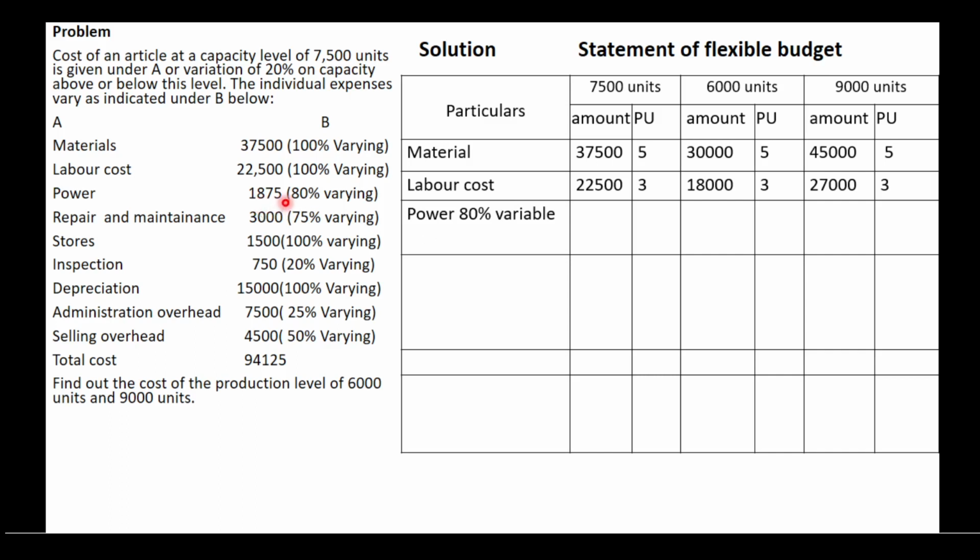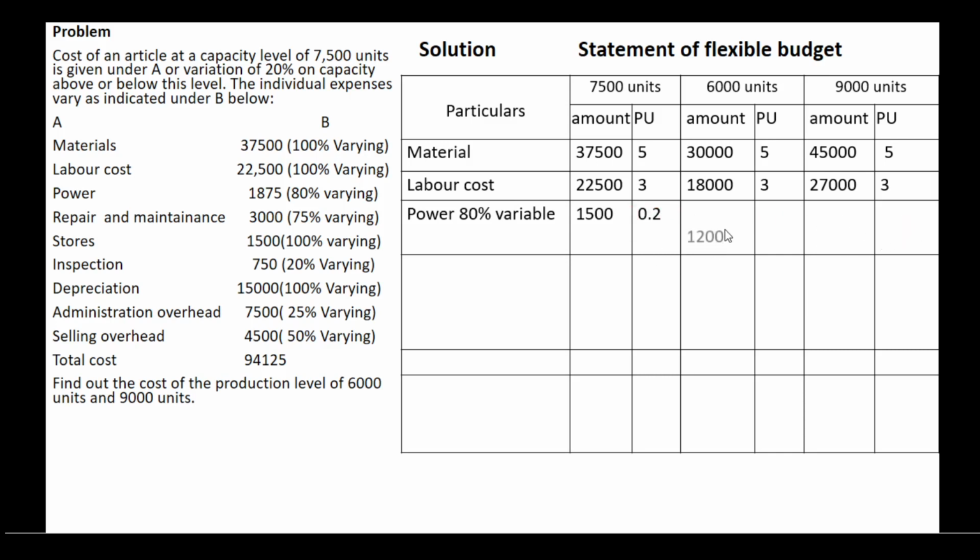So 1875 into 80 divided by 100. So now that amount is rupees 1500. So here you calculate the cost per unit as 1500 divided by 7500 units. So the cost per unit is 0.2. So the 0.2 is constant in all levels.